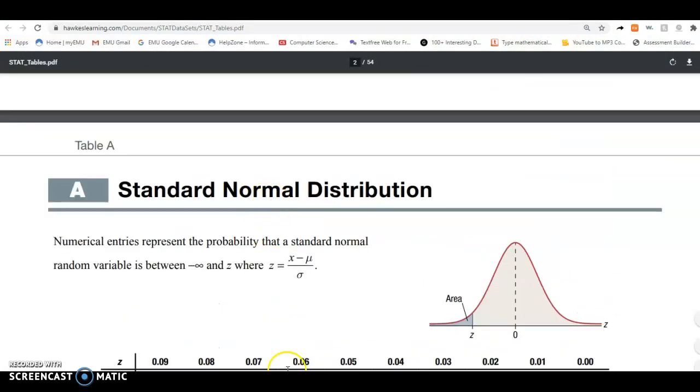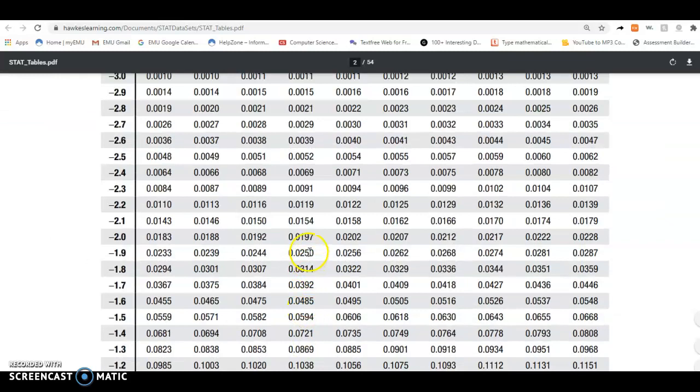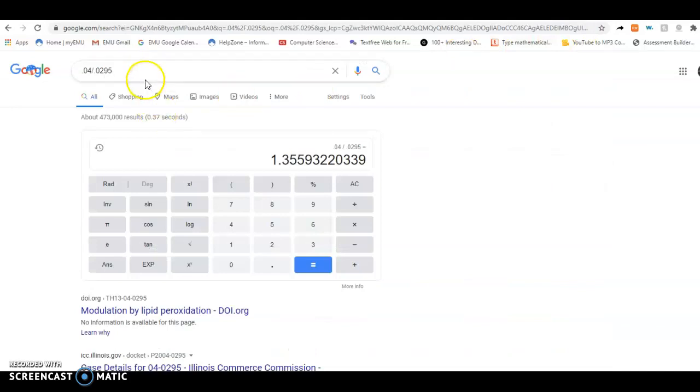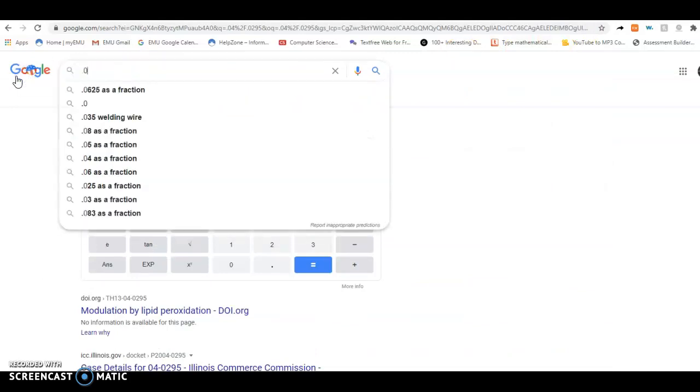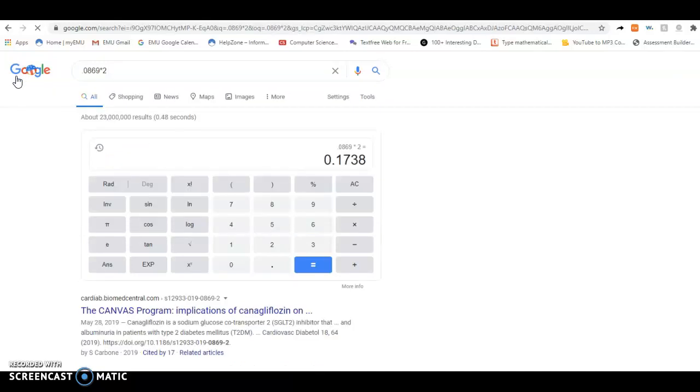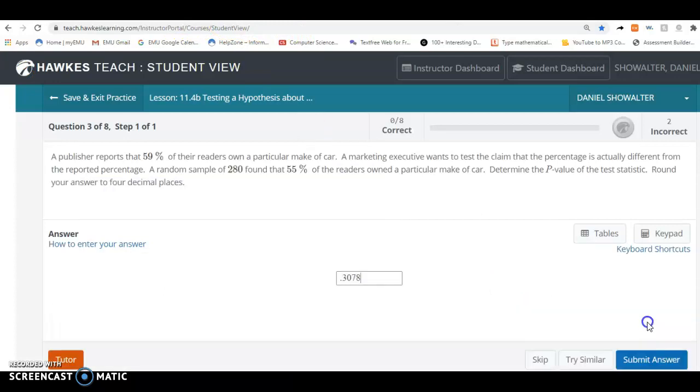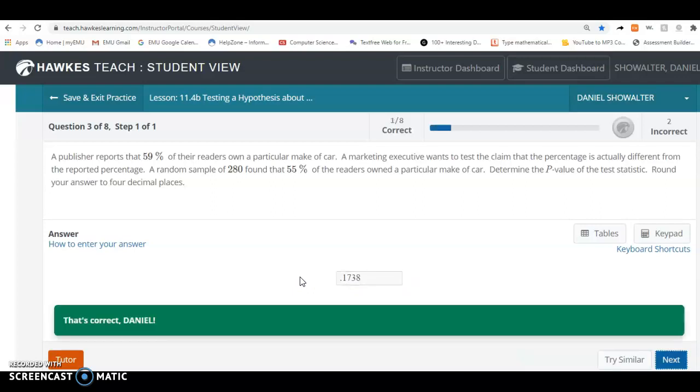And 0.6 column here. Negative 1.36 is 0.0869. So that's the area in the left tail, and I need to double that. 0.0869 times 2. And that'll give me 0.1738. And that is a much prettier shade of green.